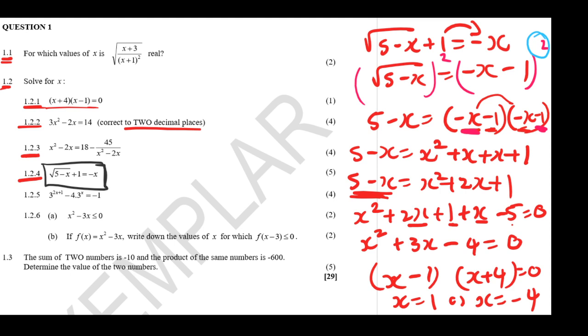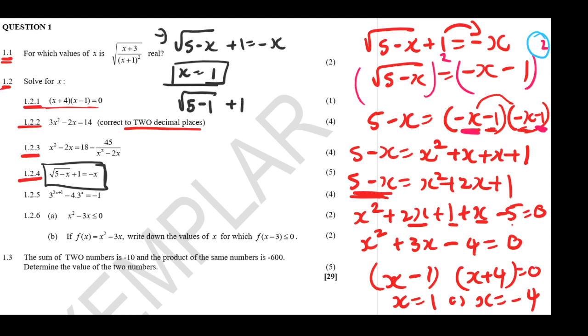For an example, for this one here, obviously we have the root of 5 minus x plus 1 equals minus x, right? And what is the first solution? x equals 1, right? So let's substitute x equals 1 in this equation and see if the left hand side equals the right hand side. So it's going to be the root of 5 minus 1 plus 1 equals minus, what's the x value? 1, right? So 5 minus 1 is 4, so the root of 4 is 2.